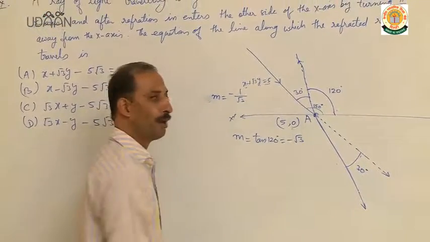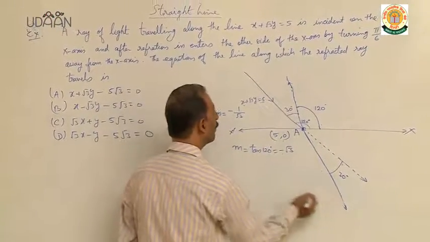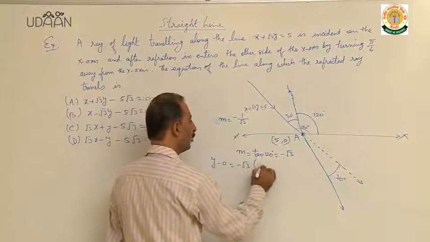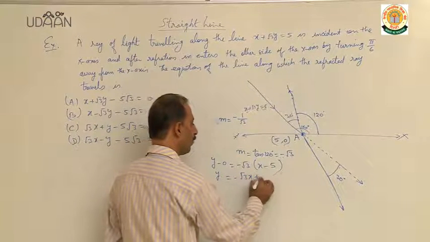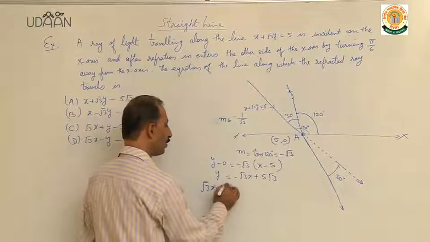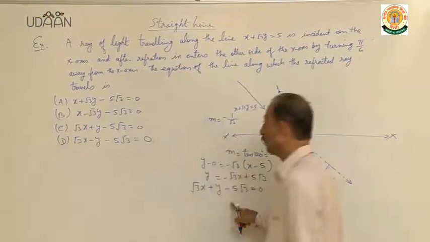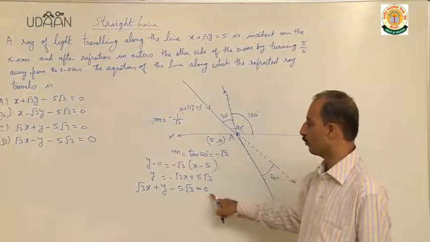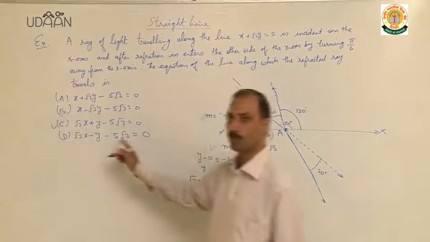Slope you know, point you know. So now you can use the slope-point form and find the equation of the refracted ray. So y minus y1 equals the slope of the line into x minus x1. Y is equal to minus root 3x plus 5 root 3. Transfer all the quantities to the left hand side: root 3x plus y minus 5 root 3 equal to 0. Now check which option matches this. Clearly, root 3x plus y minus 5 root 3 equal to 0 is option C. So option C is the correct option.